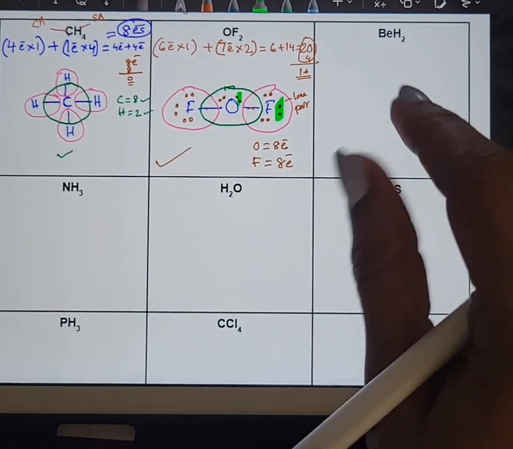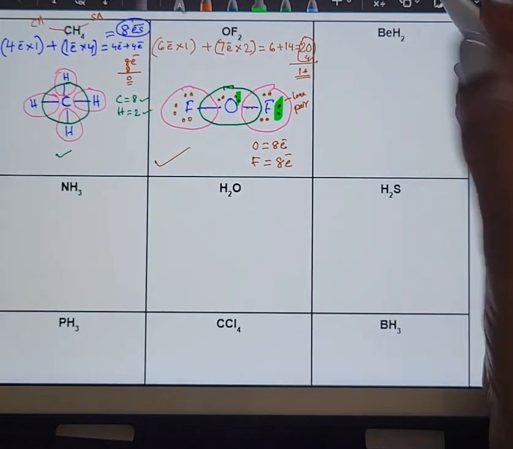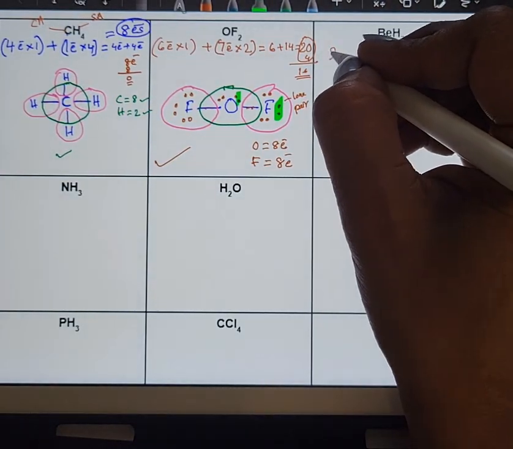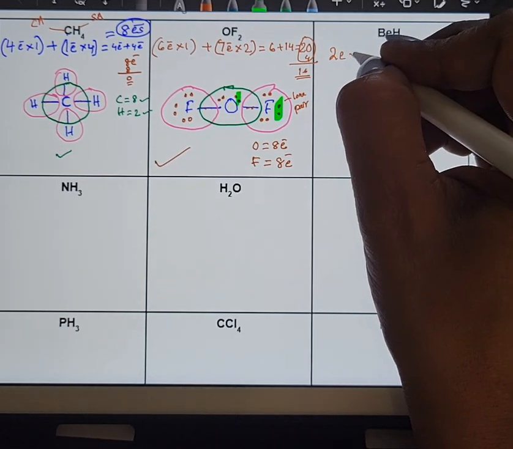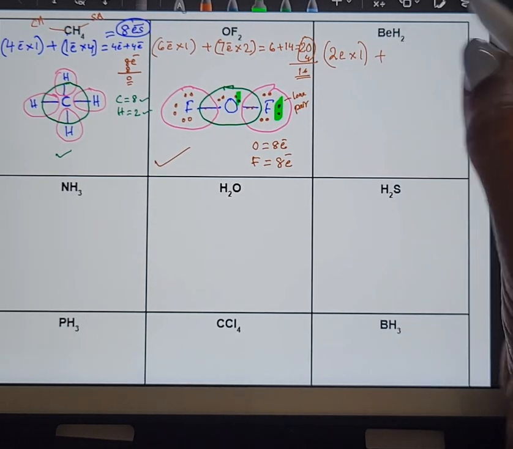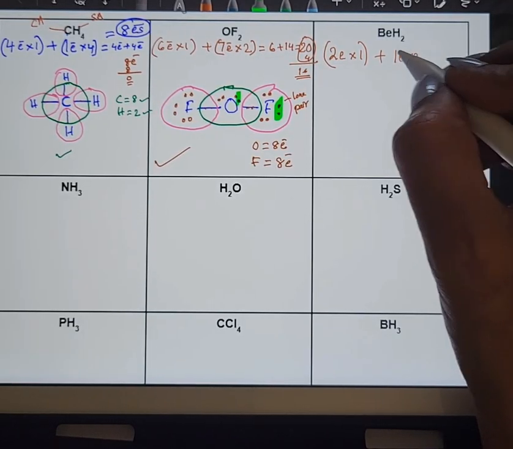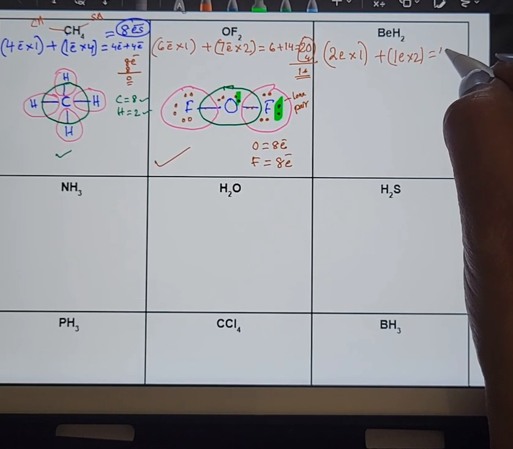Okay, let's do the next example. Again, calculate the valence electrons first. Beryllium is in the second group, 2 electrons, and there is only 1 beryllium. So it is 2 times 1, plus hydrogen, there is 1 electron, and so 1 times 2. So total how many electrons? They have only 4 electrons.